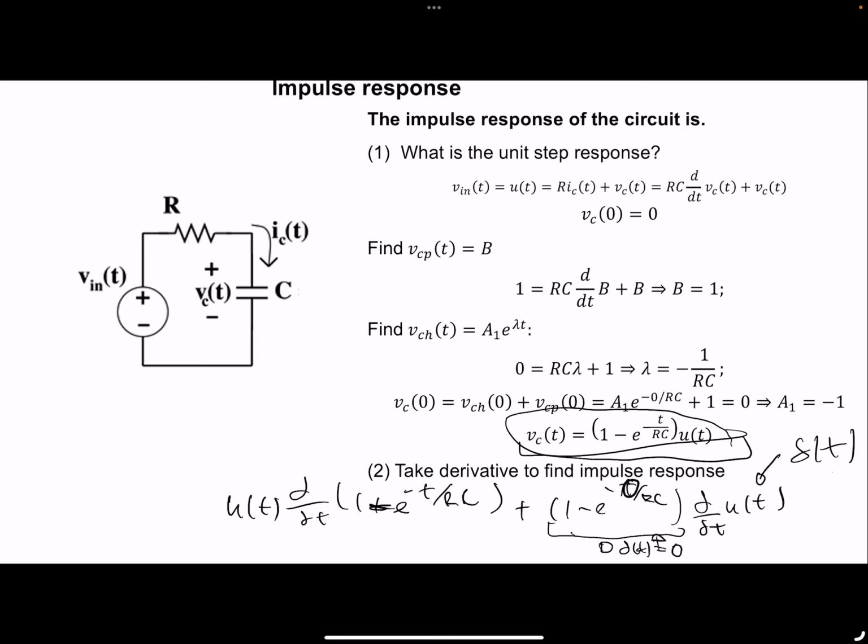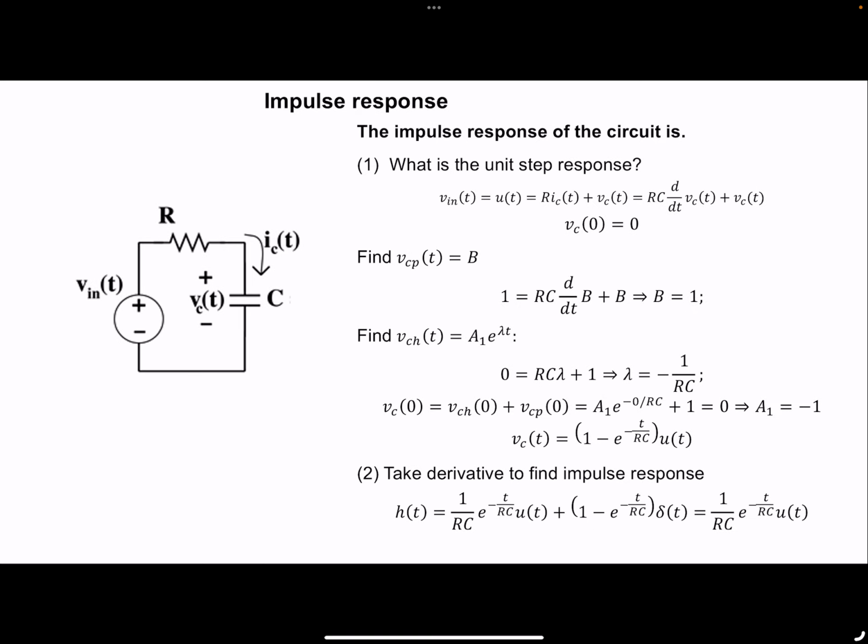And then now we need to take this derivative here. The derivative of 1 is just 0. The derivative of negative t over RC is just negative 1 over RC. So we're going to get that this is just equal to u of t times (1 over RC) e to the negative t over RC. And there should be, yeah, perfect. Questions at this point? Does everyone understand why this term is 0? Okay.